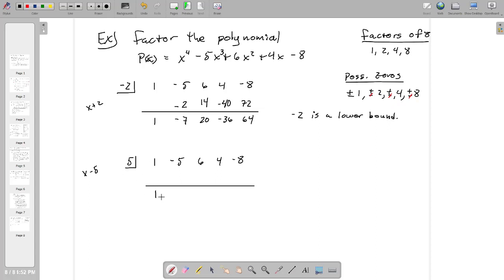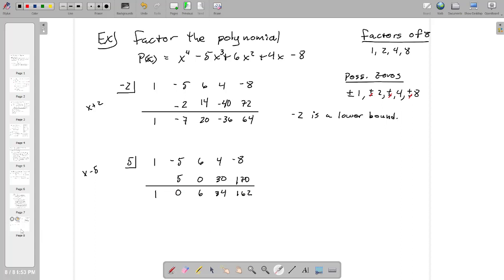1 comes down. 1 times 5 is 5. We get a 0. 0 times 5 is 0. We add, we get 6. 6 times 5 is 30. Add, we get 34. 34 times 5 is 170. And then we add and we get 162. Notice that we have all positive entries except for 0.